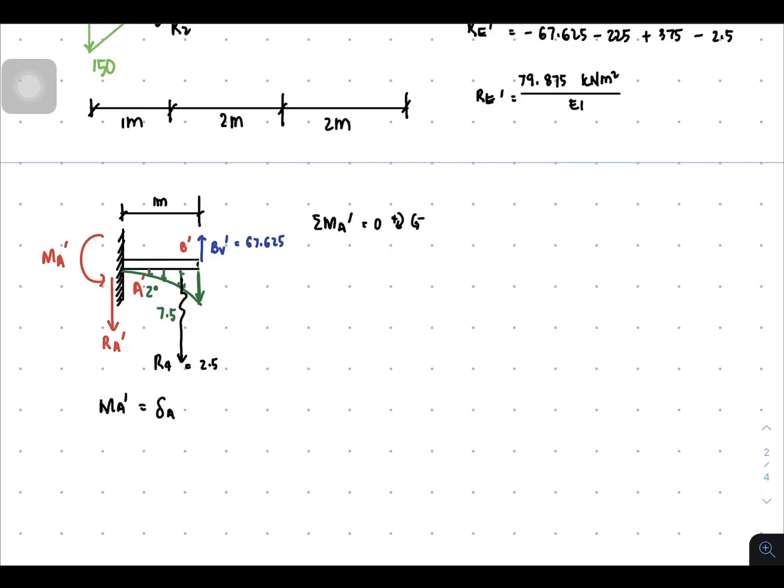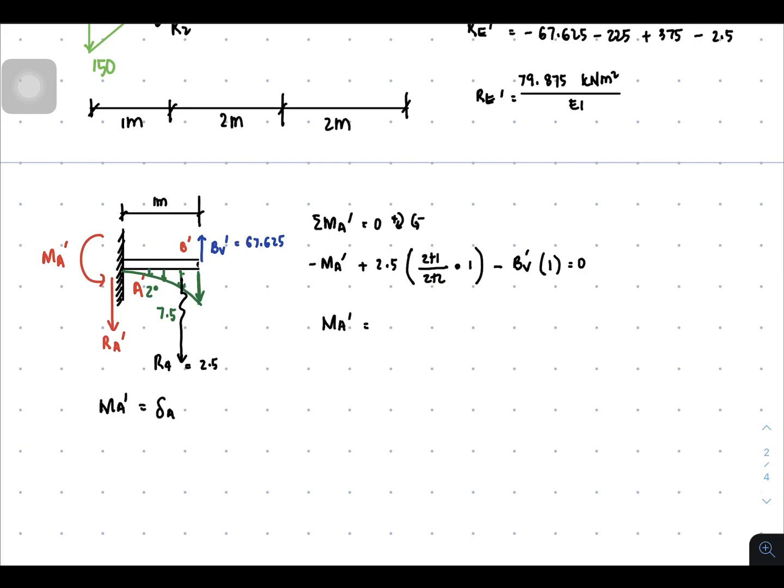So it's better to take moments there and equal to 0. Clockwise positive, counterclockwise negative. So you have MA prime, counterclockwise negative, and then plus 2.5. Moment arm, it's going to be 2 plus 1 over 2 plus 2 of 1. That's the moment arm. And then minus BV prime times 1 equal to 0.